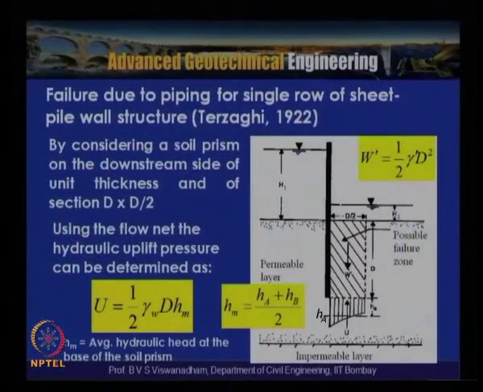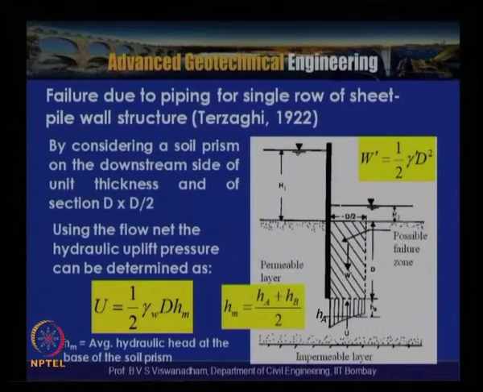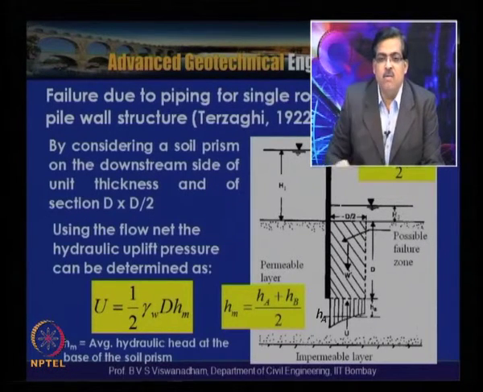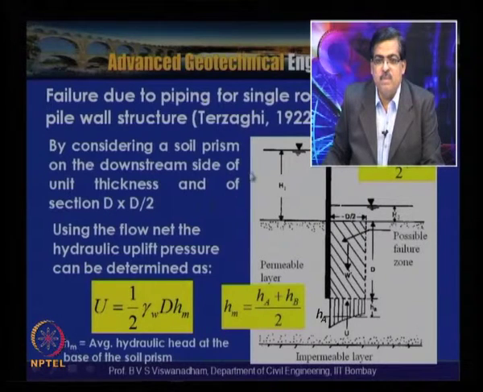By considering a soil prism on the downstream side having unit thickness and a section D by 2, where D is the depth of penetration. This D by 2 was arrived at based on model tests carried out and reported in this subject area. That is the possible failure zone, and as the water flows from the left-hand side to the right-hand side, it flows in the vertical direction.